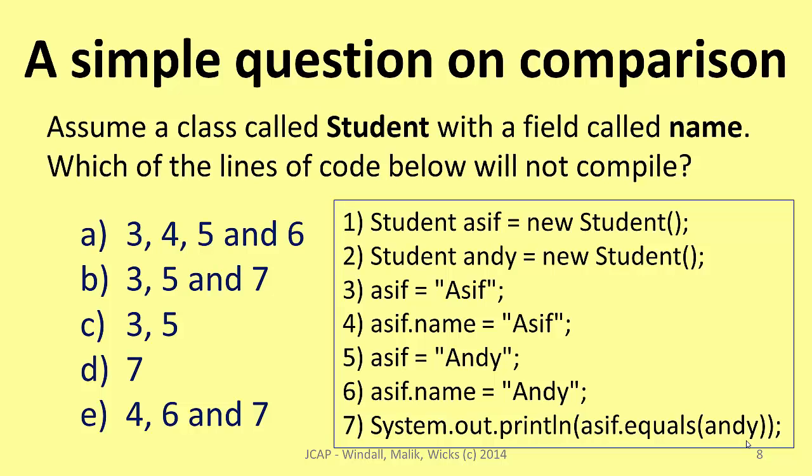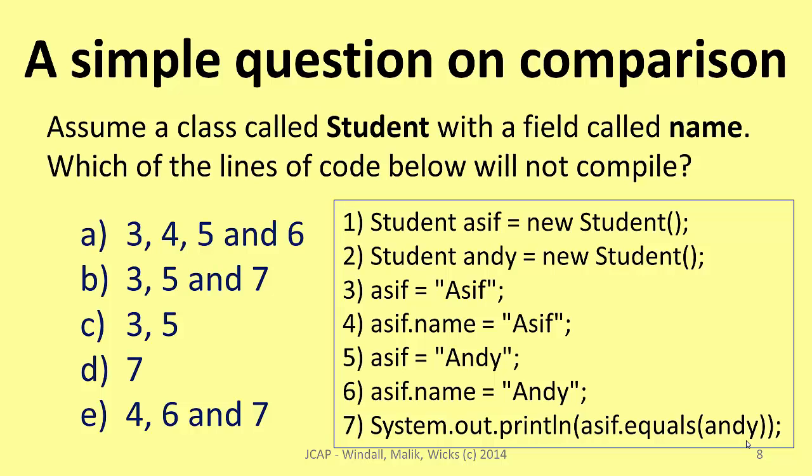Okay, think you've got the answer? Well, obviously the numbers to the left of the code wouldn't be there in Java, but that aside, lines 1 and 2 merely define two new objects of type student. Those will work. Then we've got Asif being assigned to the variable Asif. It's not a variable, it's an object. And we can't assign a literal to an object. So line 3 will give an error.